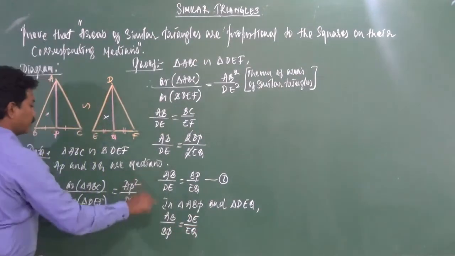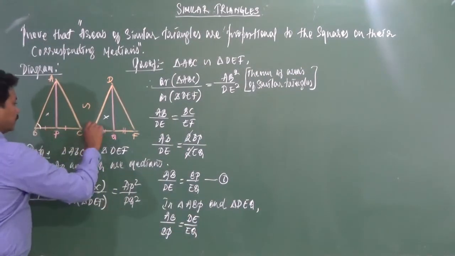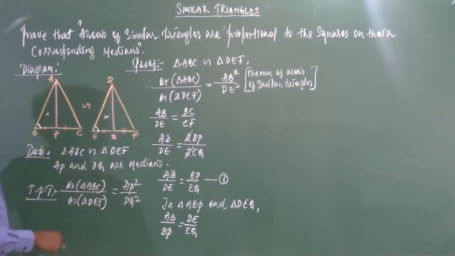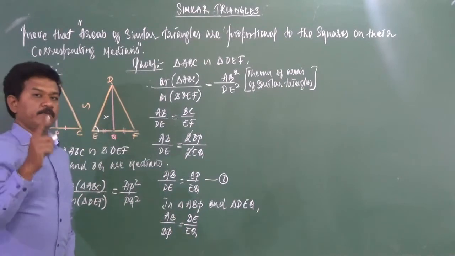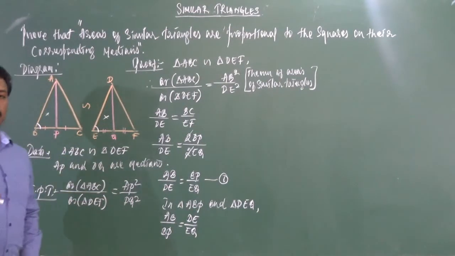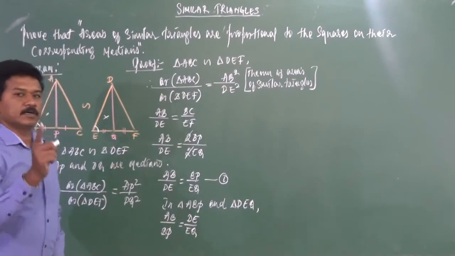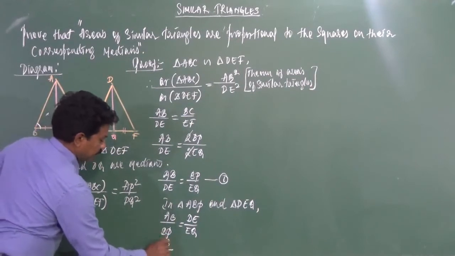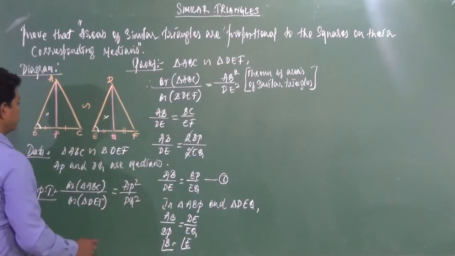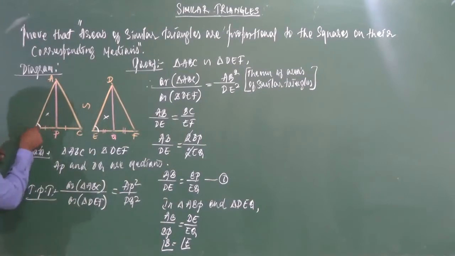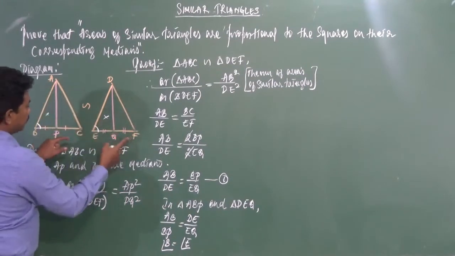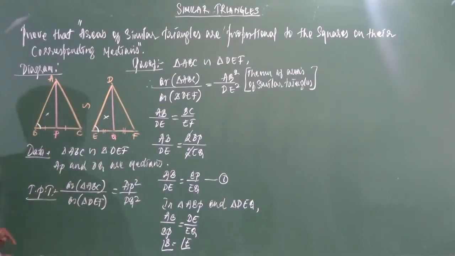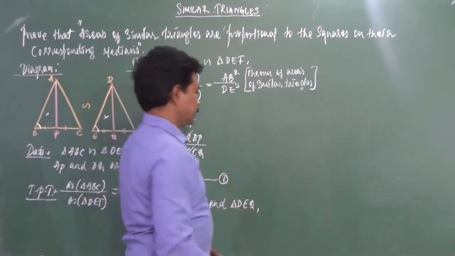This is true, and along with that, angle B is equal to angle E, because triangle ABC is already similar to triangle DEF. If two triangles are similar, they will be equiangular. If they are equiangular, that means their corresponding angles are equal. So therefore, angle B is equal to angle E. So two sides and an included angle of one triangle are correspondingly equal to two sides and the included angle of the other triangle. Then both the triangles are similar according to the SAS similarity criterion.